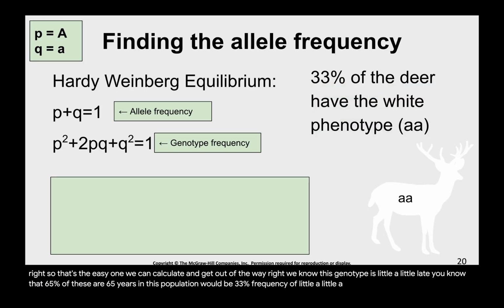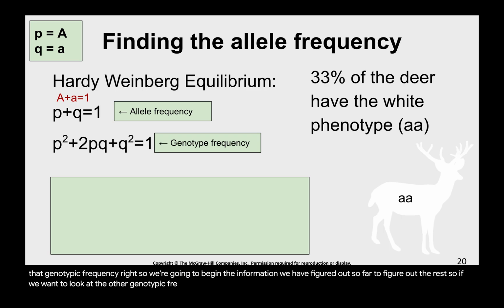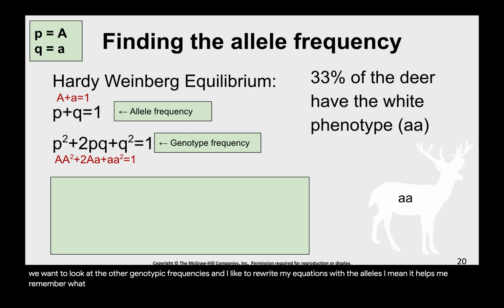All right. Well, we need to know more than just that genotypic frequency. So we're going to, again, use that information we have figured out so far to figure out the rest. So if we want to look at the other genotypic frequencies, and I like to rewrite my equations with the alleles, it helps me remember what I assigned as P and what I assigned as Q.